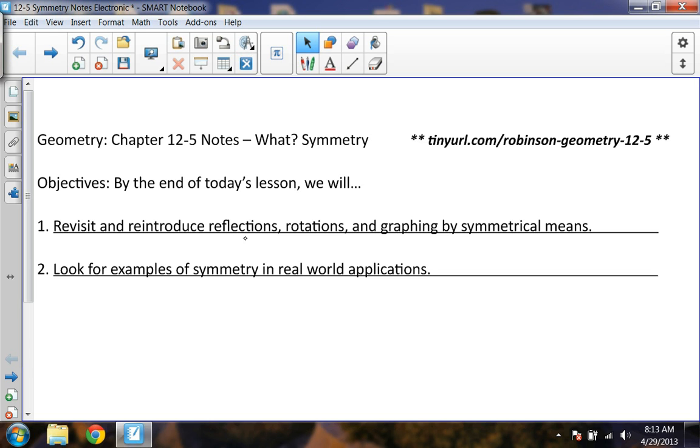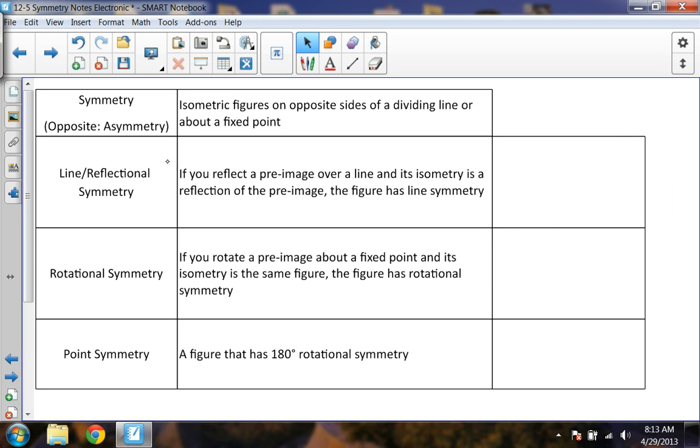So it'll be very little explanation and just a whole lot of examples just to make sure we hit them all. And we'll look for examples of symmetry in real-world applications. So that'll be a part of your summary as well.